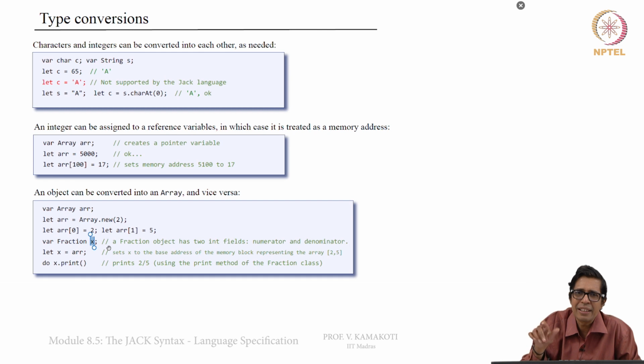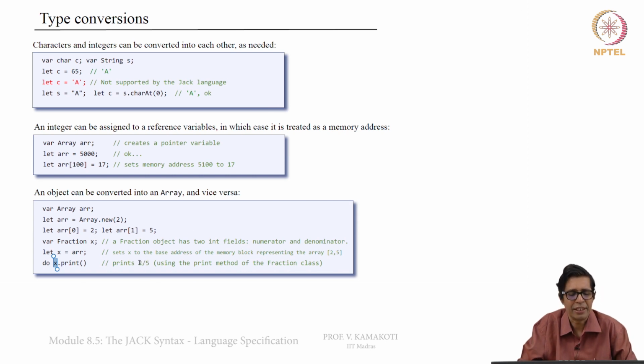This is something like operand overloading or casting of pointers, both are the same. So this is x is equal to ARR. Now I say x dot print, it will print the numerator as 2 and the denominator as 5. It will print 2 by 5 here.